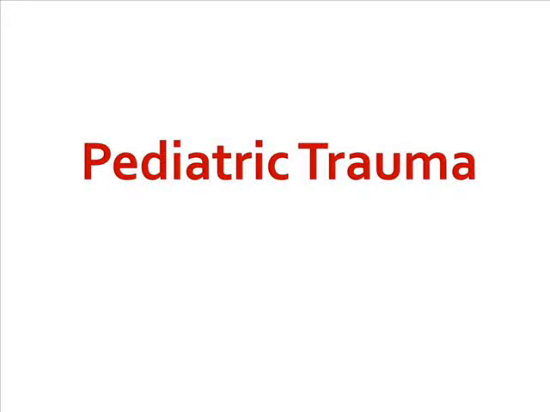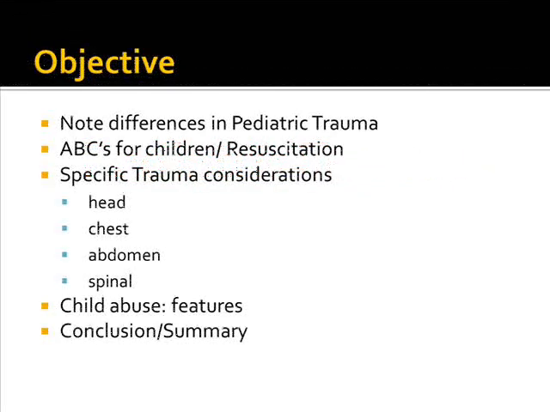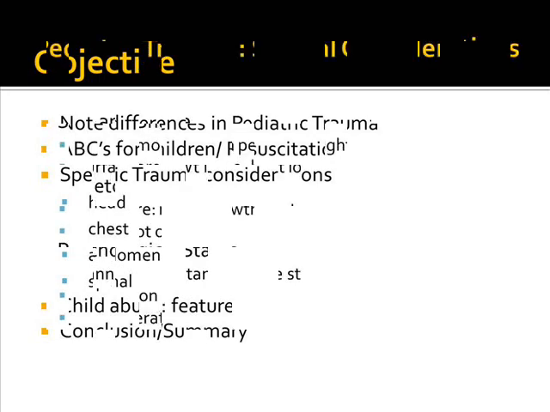Pediatric trauma. The objectives of this lecture are to note the differences between pediatric and adult trauma, note the ABC priorities in children and how resuscitation is conducted, to note specific trauma considerations in head, chest, abdominal and spinal trauma, note child abuse features and how to recognize child abuse, and finally conclusion.